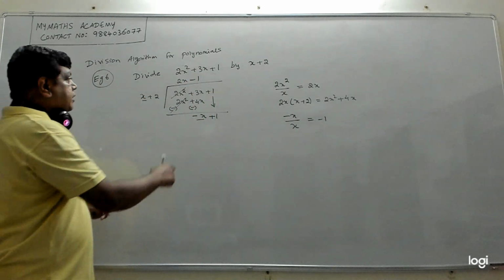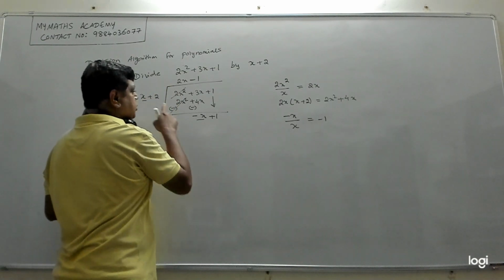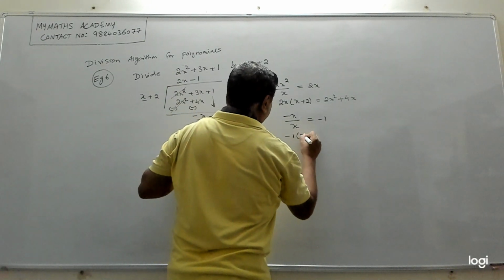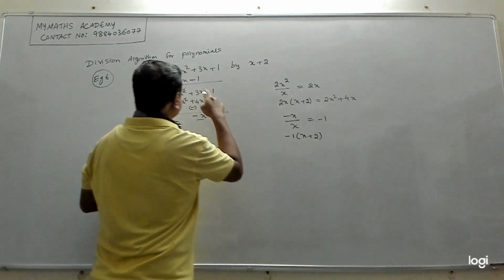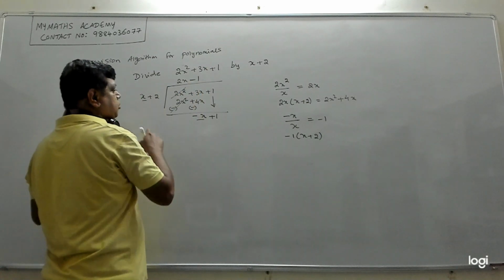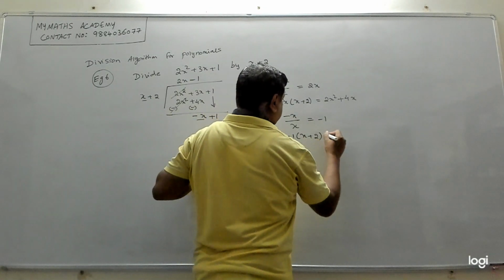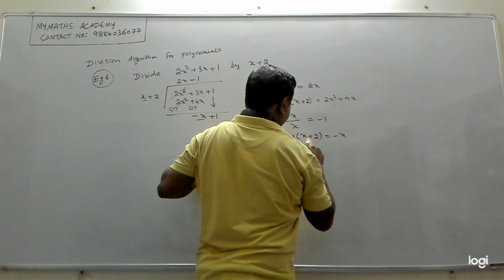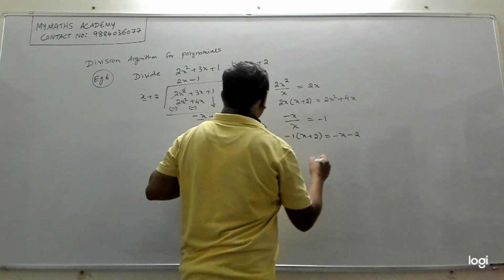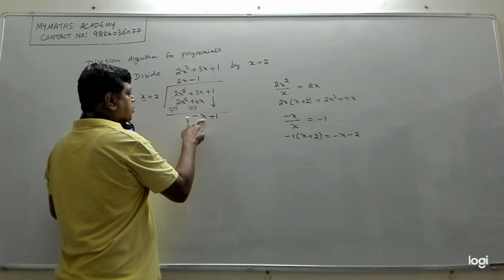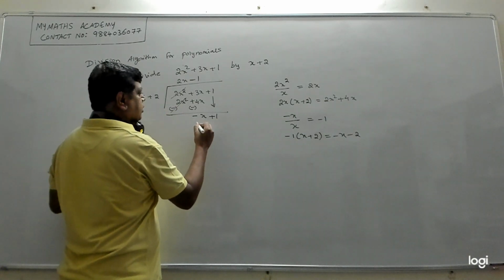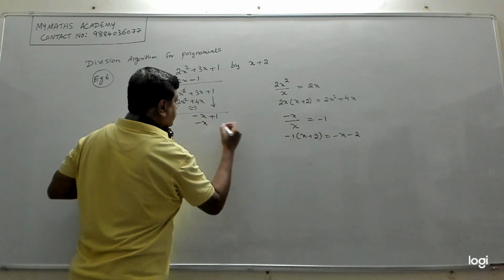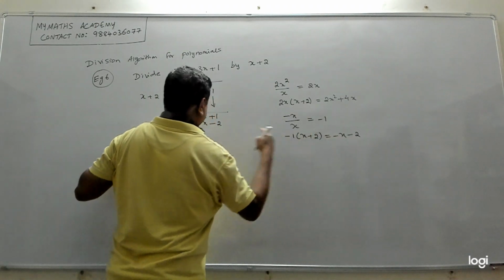Then we will take this minus 1 and multiply it with x plus 2. So minus 1 into x plus 2. With this minus 1, you have to multiply this x plus 2. So what is it? Minus 1 into x is minus x. Minus 1 into plus 2 is minus 2. Then we will put here minus x minus 2.